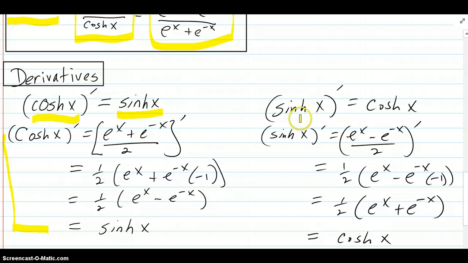And let's see what sinh is. Sinh prime is cosh, so that is the way it is with regular trig. And if you work out those steps of that differentiation, sure enough you get your cosh. So know those steps for a test.